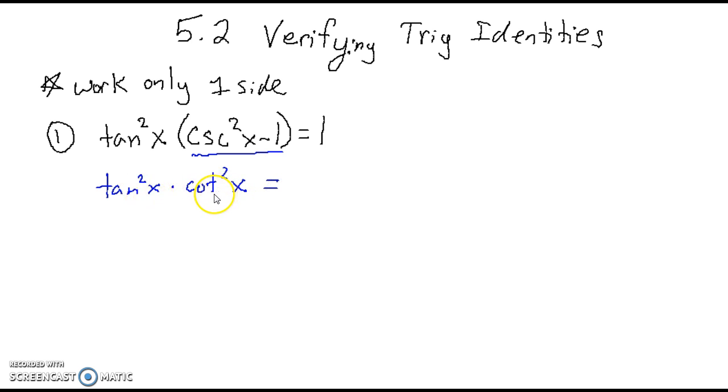These are reciprocals of each other. Reciprocals will always cancel each other out, leaving you with 1. And notice 1 does equal 1. You have verified your first problem. All right, now that we've gotten our feet wet, let's go ahead and try a little bit harder one.